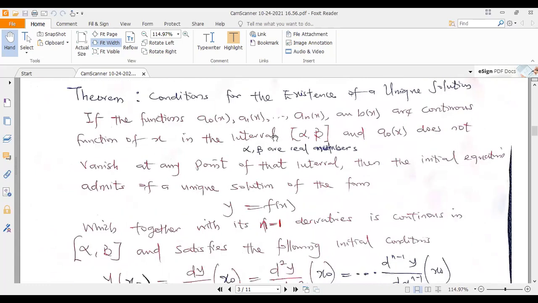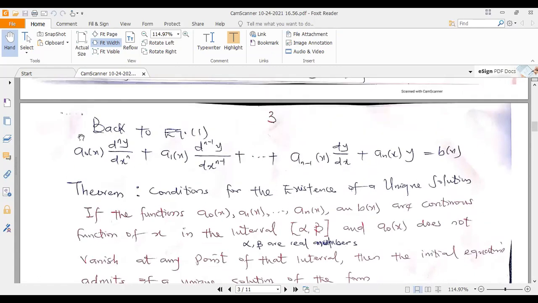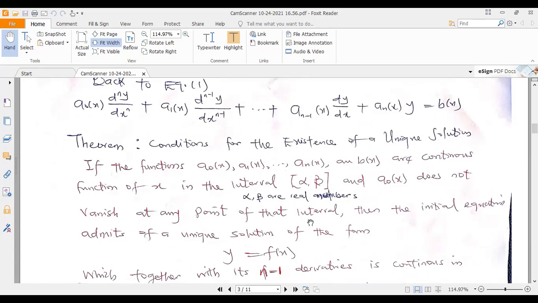In the interval alpha and beta, a0 must not vanish, which means that a0 must never be 0, because by the time a0 is 0, we will not be able to know the highest order. So a0 of x must never be 0, that is, a0 does not vanish at any point of that interval. Then the initial equation admits the solution y equals f of x.